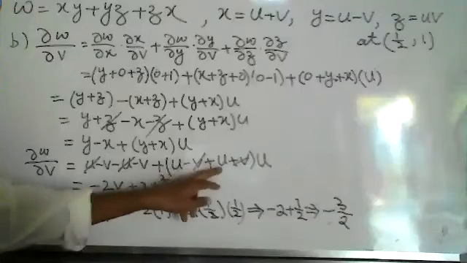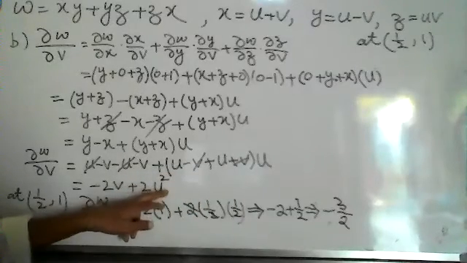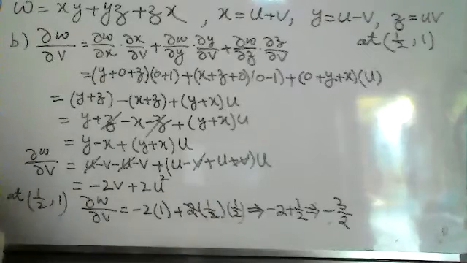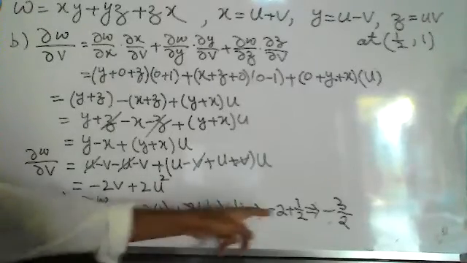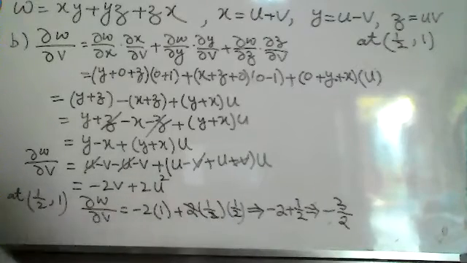Here u plus u will be 2u into u, so 2u square. So 2u square means 1 over 2 into 1 over 2. So 1 2 is cancelled, so 1 over 2 will be left. So minus 2 plus 1 over 2 will be minus 3 over 2 is the answer. That's right.